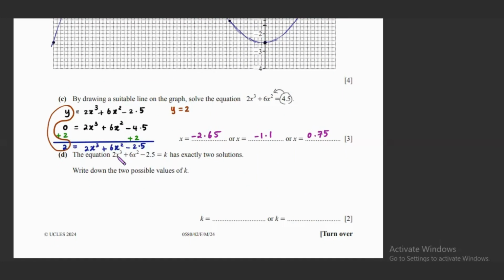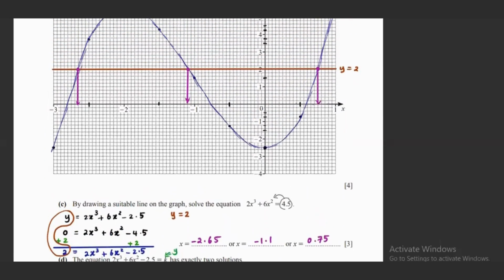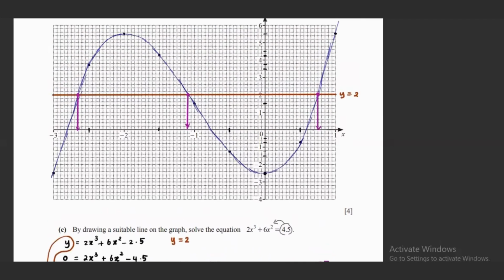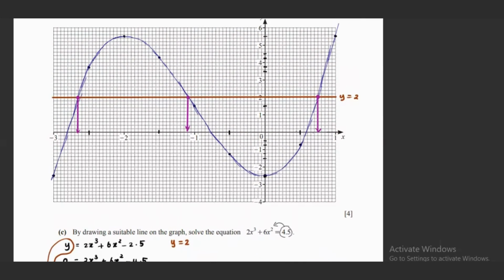The equation 2x cubed plus 6x squared minus 2.5 is equal to k. This has exactly 2 solutions. That means, now here this k is like y. This k is actually y. That means, when we draw the y is equal to whatever the line it is, it has exactly 2 solutions. So we need to write 2 possible values of that k. That means the straight line that we draw, the horizontal line, should hit the graph at just 2 points, where you will end up getting 2 solutions for x.